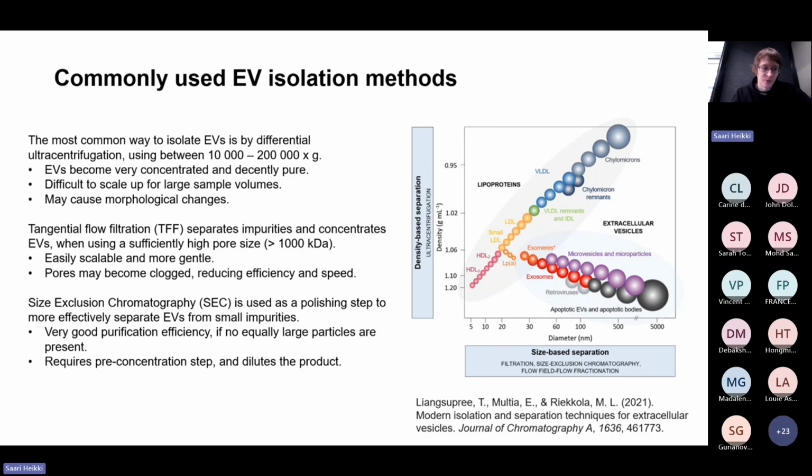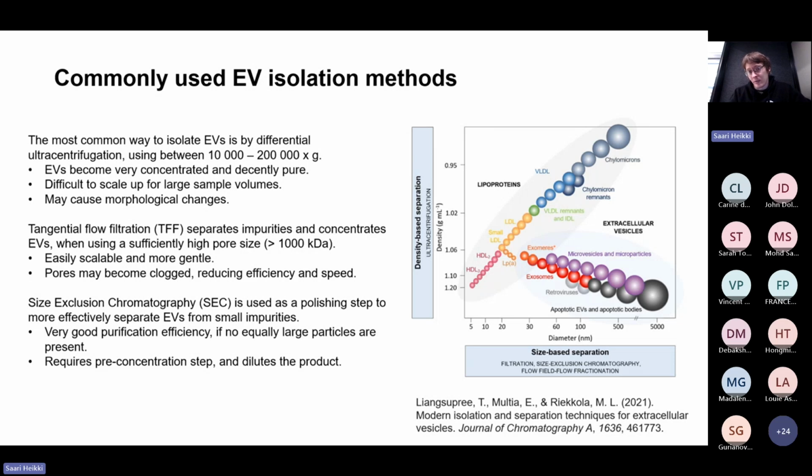Another popular method is to use size exclusion chromatography, which is essentially a polishing step to separate EVs from small impurities, and it's very effective at doing this. It is based on size, so if you have large particles such as lipoproteins, which are present in blood-derived samples, it cannot separate those from EVs, and also SEC requires a pre-concentrating step. You can't load a very large volume into a SEC column, and it also causes the product to dilute anyway, so you may need to concentrate it afterwards.